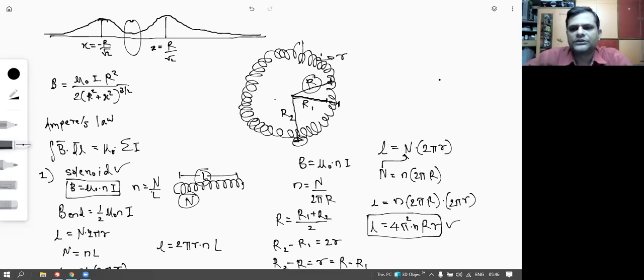ठीक है, तो this is all about the magnetic induction due to different shapes of current carrying conductors that we have already seen here. ओके, तो ये सब हमने आज के लेक्चर में देखा.